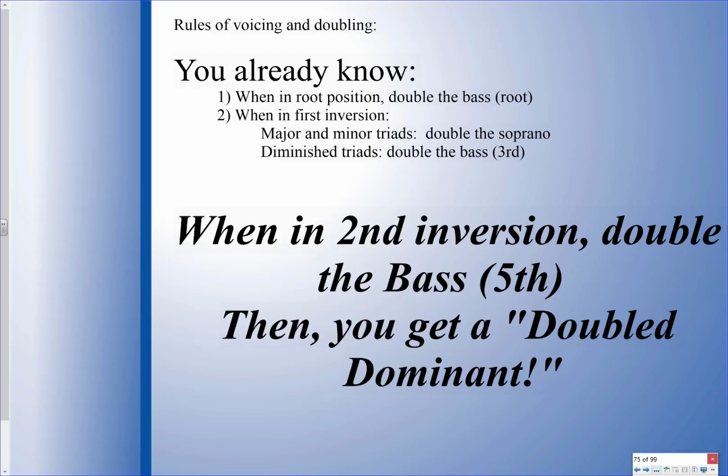Okay. So, as far as rules of voicing and doubling are concerned, you already know that when in root position, double the bass or the root. You also know that when you are in first inversion and you're dealing with a major or minor triad, you are to double the soprano. You should also know that diminished triads should be used in first inversion only. And when you are dealing with diminished triads, you want to be sure to double the bass, which is the third of the triad for first inversion.